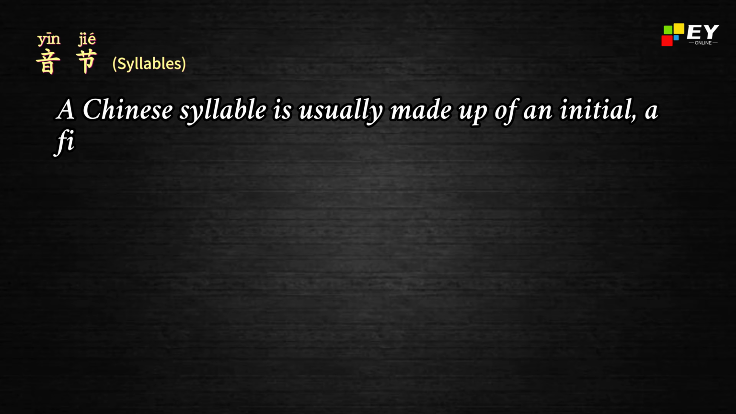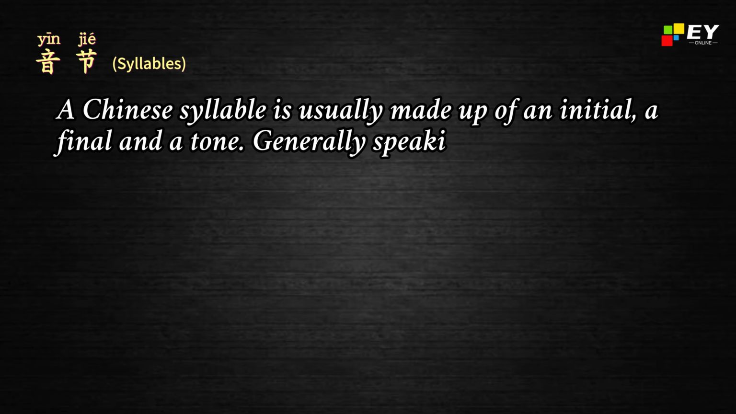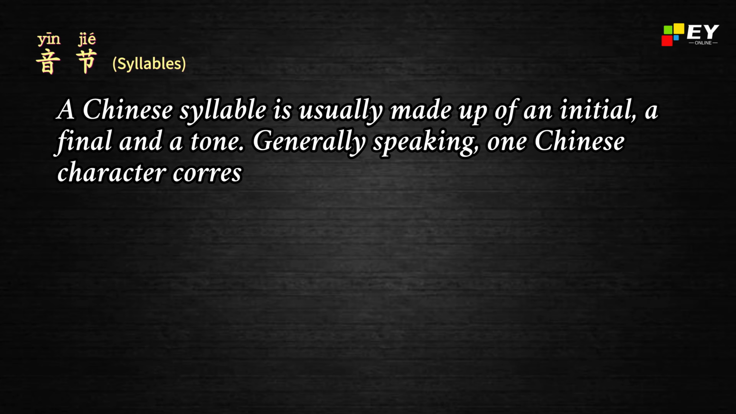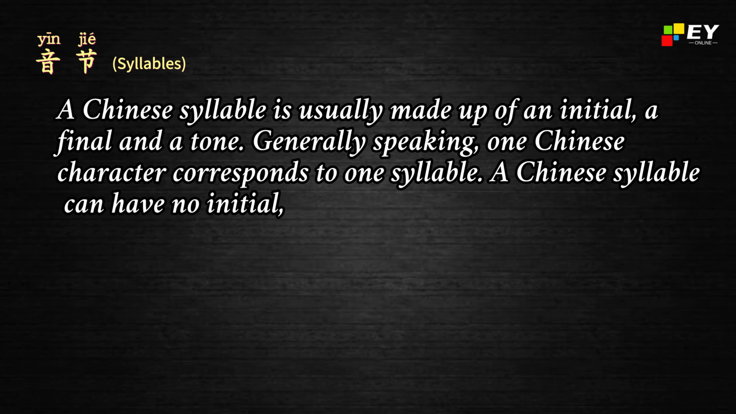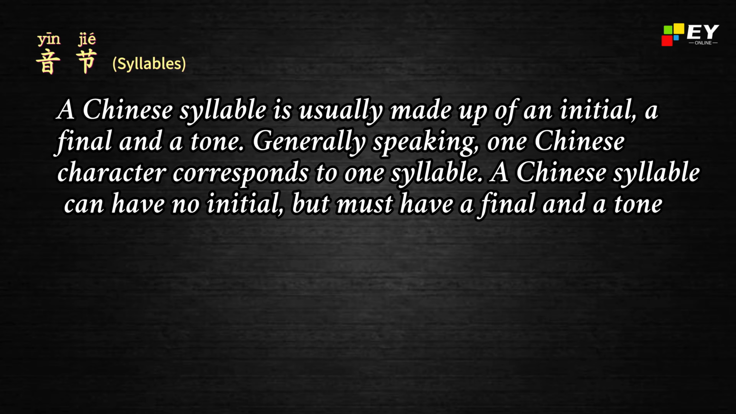Syllables. A Chinese syllable is usually made up of an initial, a final, and a tone, generally speaking. One Chinese character corresponds to one syllable. A Chinese syllable can have no initial, but must have a final and a tone.